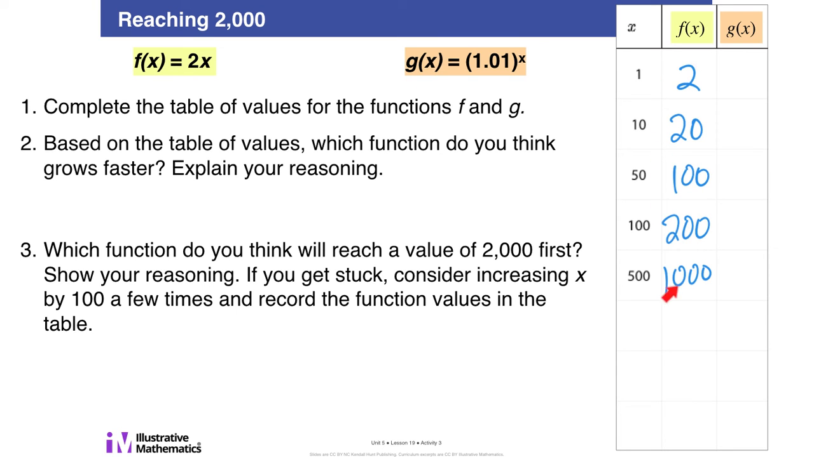Here I filled out the column for f of x. F of x is just taking 2 times x. So 2 times 1, 2 times 10, 2 times 50, 2 times 100, 2 times 500. Here are the values we got for function g of x, where we plugged in values for x right there.